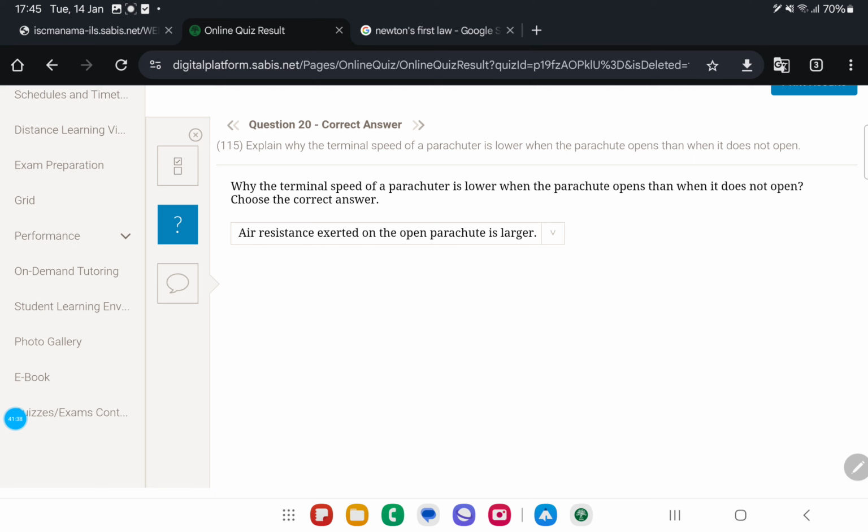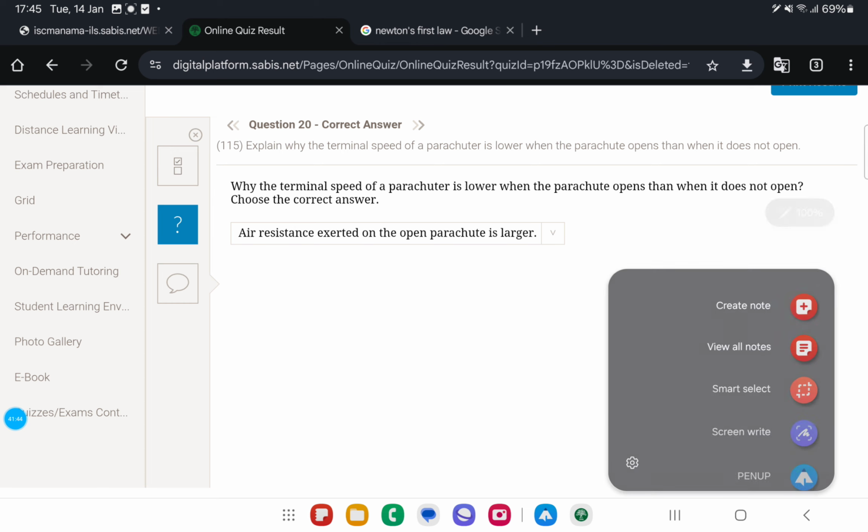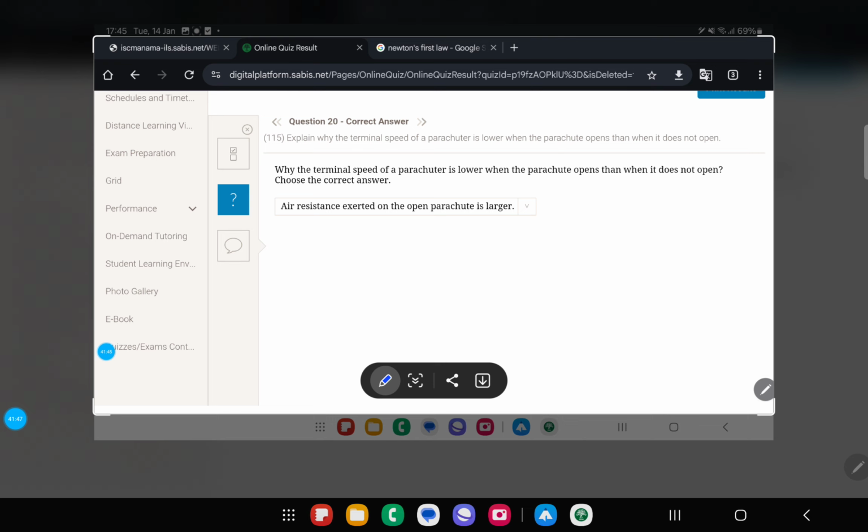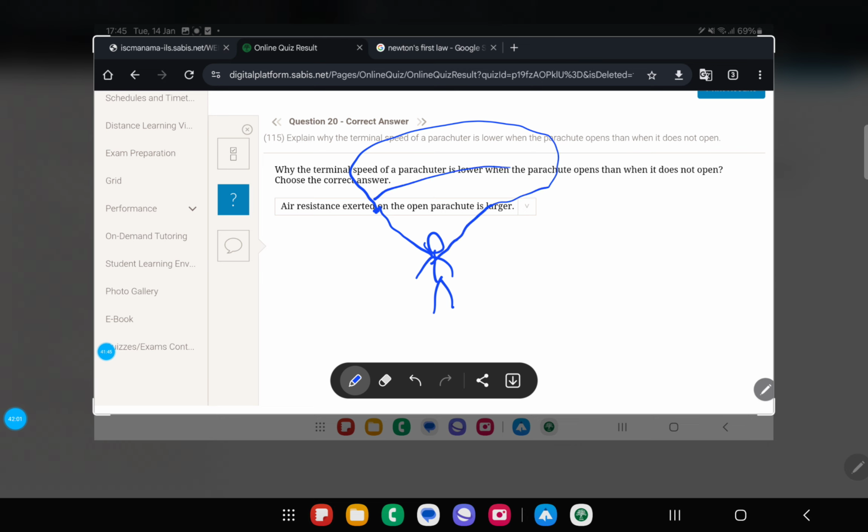Why is the terminal speed of a parachuter lower when the parachute opens than when it does not open? This is also logic. So it's asking, why does the parachuter, when he has the open parachute, have lower terminal velocity than the one with no parachute open? So they're asking why this terminal velocity is lower than this, which has higher terminal velocity.